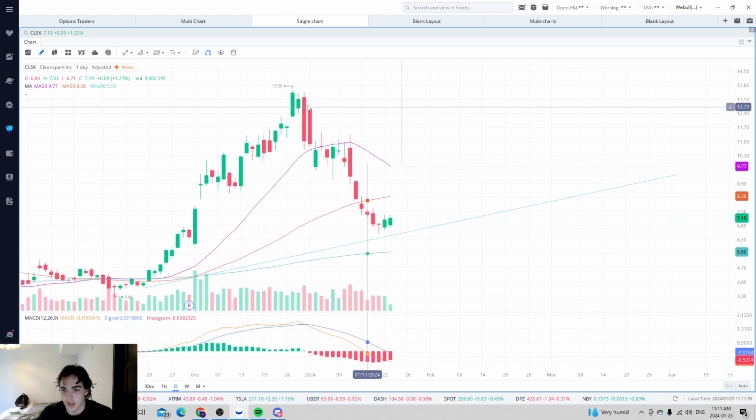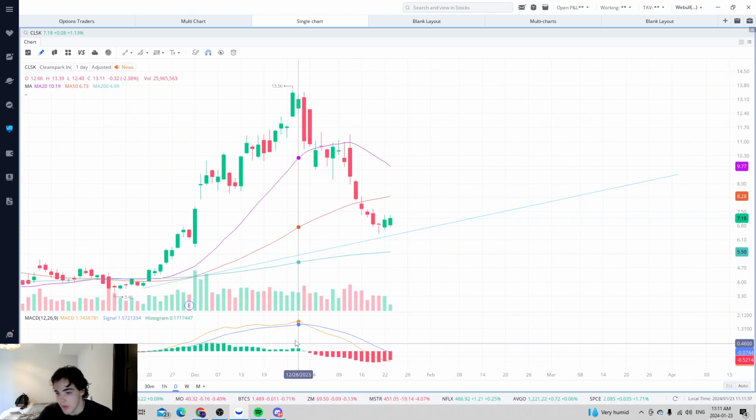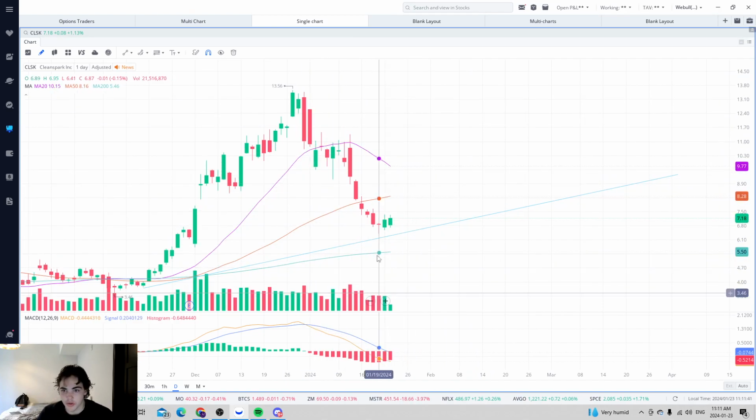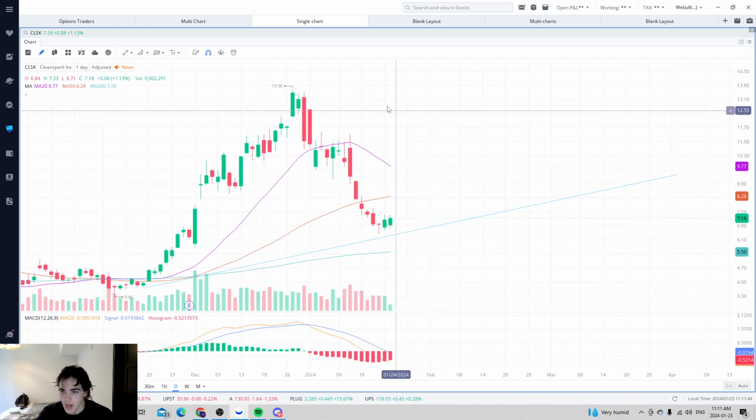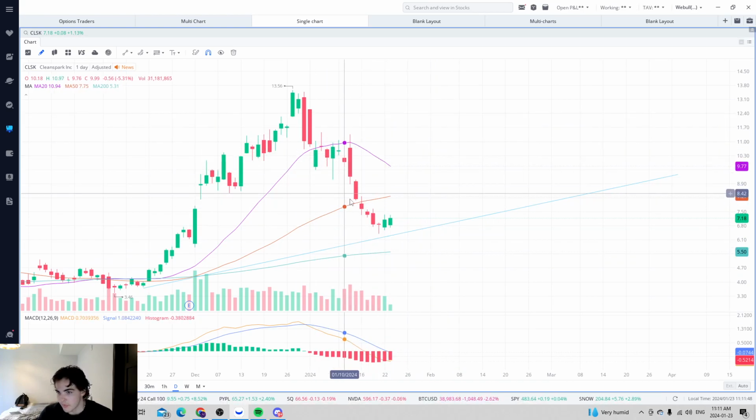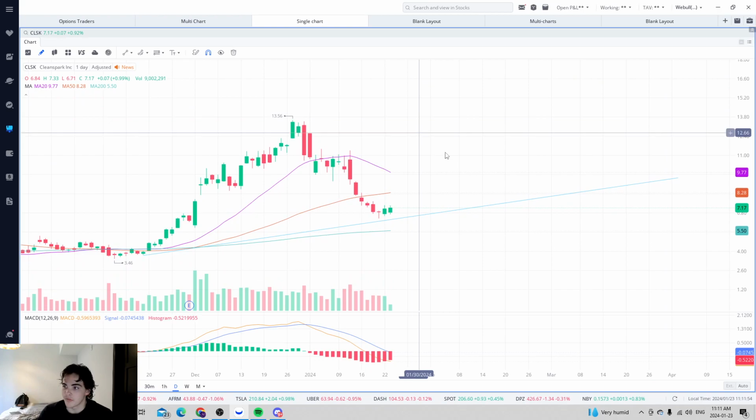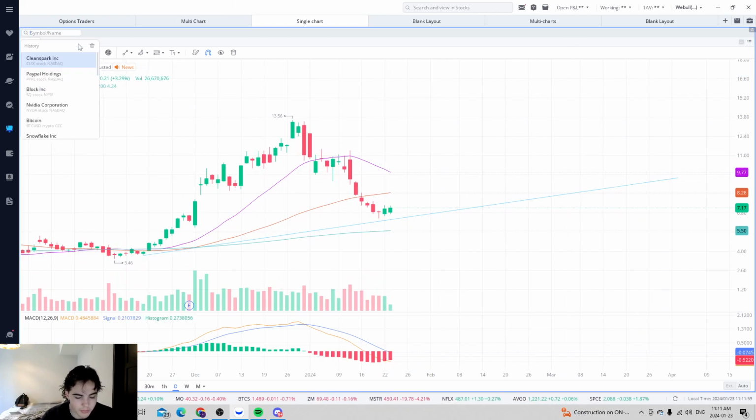Going down to the smaller time frame, you can see this rounding bottom. The MACD is looking to cross back over. It's still above the 200 moving average on the daily. It is below the 50 and below the 20, but if we can round this bottom and start accumulating back up again, this stock could easily get back up to the $15, $16, $17, $18 range. So I like CleanSpark. I think it's a good fundamental company. I love that it mines Bitcoin, and that's our play there.